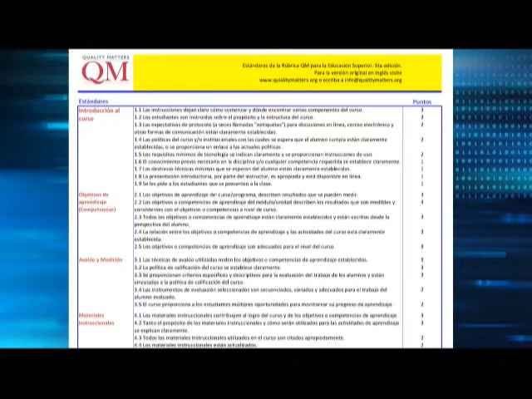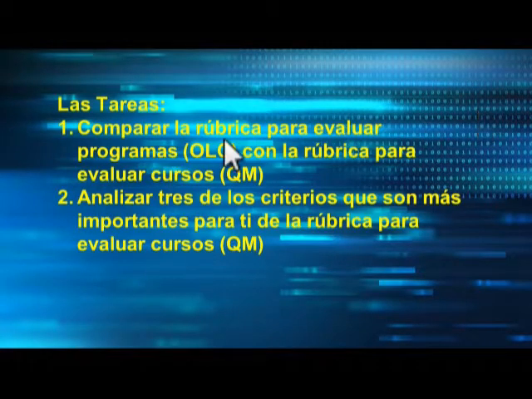Así que entre las dos, pues hay dos tareas. Las dos tareas son las siguientes. La primera es una comparación de la rúbrica para evaluar programas, que es del Online Learning Consortium. Van a compararlo con la rúbrica para evaluar cursos, el de Quality Matters. Y la segunda tarea es analizar tres de los criterios que son más importantes para ti de la rúbrica de evaluar cursos, de la rúbrica de Quality Matters.